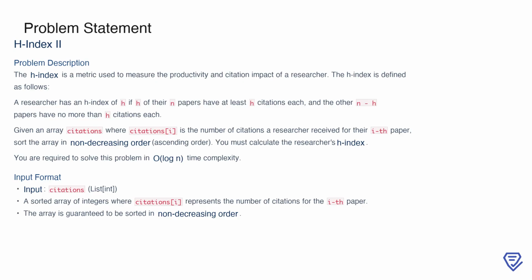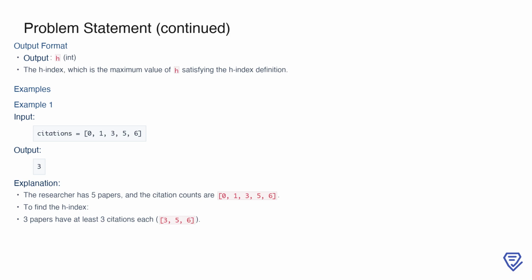Your task is to calculate the H-index for the researcher, but the key requirement is that the solution must have a time complexity of O(log n), which suggests that an efficient algorithm, likely involving binary search, is necessary to solve the problem effectively. To determine the output, we need to find the H-index, which is the maximum value of H that satisfies the H-index condition. Let's look at an example. For the input array citations equals 0, 1, 3, 5, 6, we can calculate the H-index as follows.